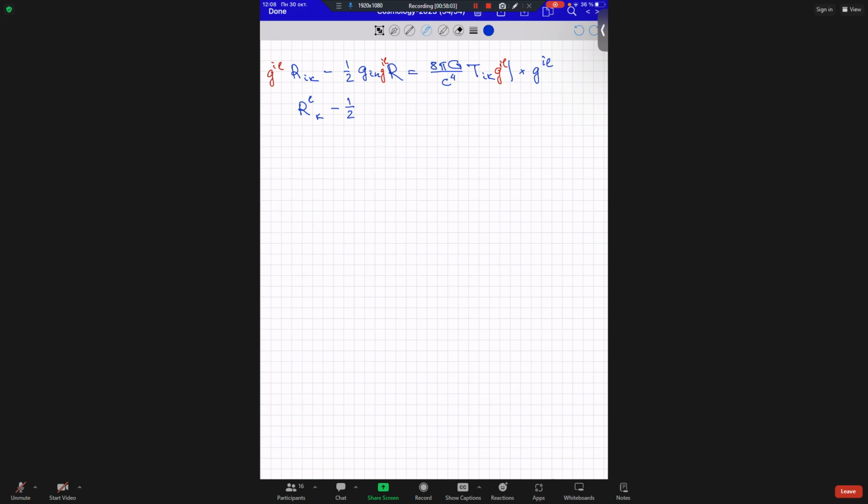Now look, since I have here g^in g^il, so I will have finally the unity tensor, delta, and l. And this is not the n, this should be k. So it's very important to write it: I put k, which looks like n. So I write here delta^l_k R equals 8πG divided by c^4 T^l_k.